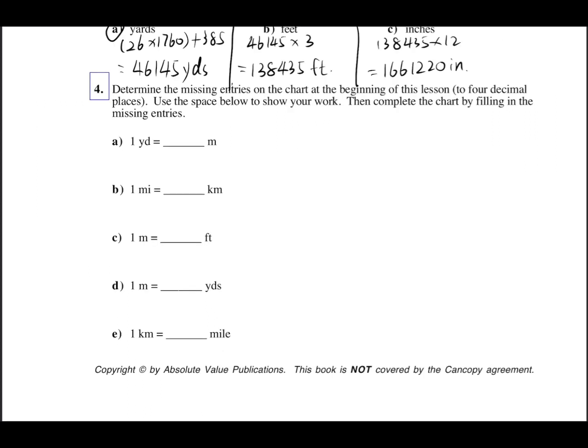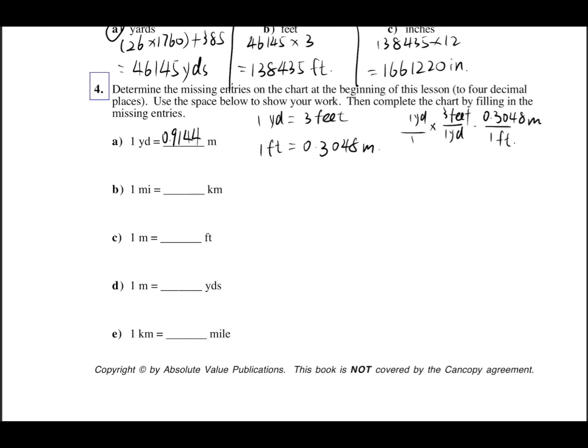Okay. Number 4, determine the missing entries on the chart at the beginning of this session and use the space below to show your work, and then complete the chart by filling in the missing entries. For this part, 1 yard equals 3 feet, and 1 foot equals 0.3048 meters. So it's 1 yard, 3 feet times 0.3048 meters over 1 foot, and the rest. So the answer is 0.19144.